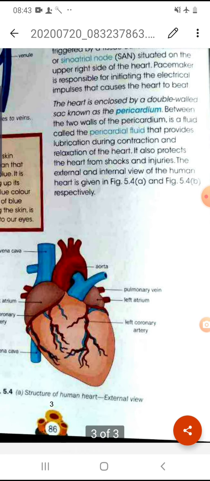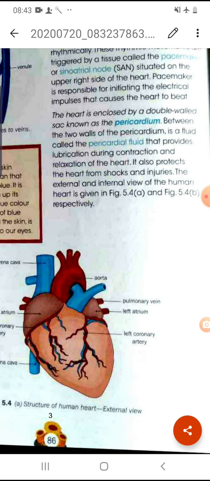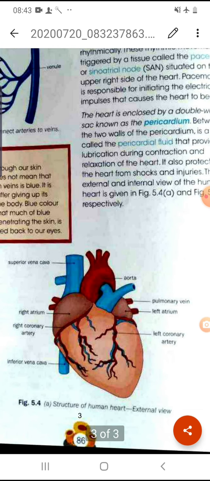The external and internal views of the human heart are given. This is actually the external view of the human heart. Okay.